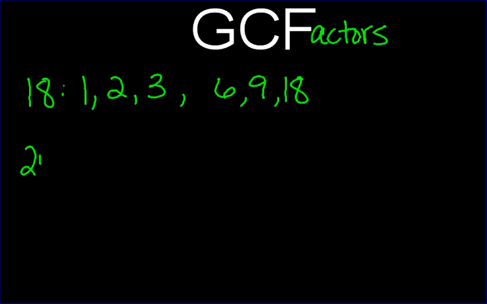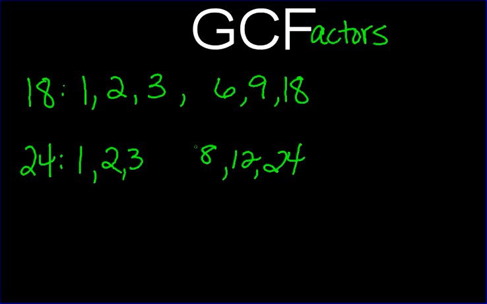How about 24? Okay, so we always begin with 1 and end with that number. So 1 times 24 equals 24. Okay. 2 times 12. 3 times 8. 4 times 6. All right, and the only number left is 5, and 5 is not a factor. So therefore, we've met in the middle, and these are all the factors.